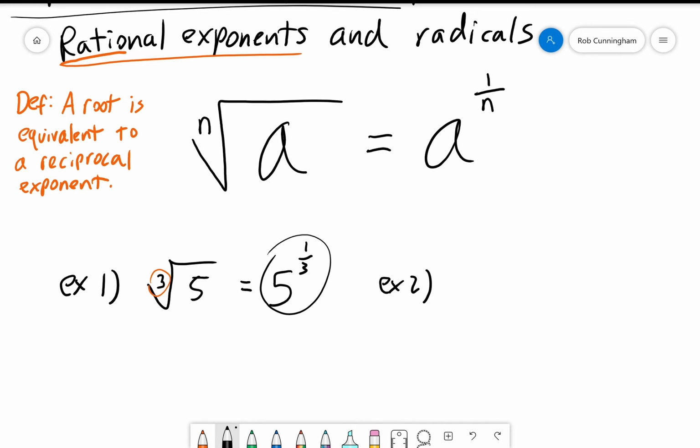Example 2. Square root of x. Now, you'll notice that we don't have a number in the radical there. Mathematicians don't want to make any numbers that they don't have to. You'll also notice that we don't write the 1 in front of the x. We don't write the x to the first power, right? These are things that we just skip because they're assumed. The most common root you'll see is the square root. So if there's nothing there, you can assume it's a 2. So this is x to the 1/2 power.